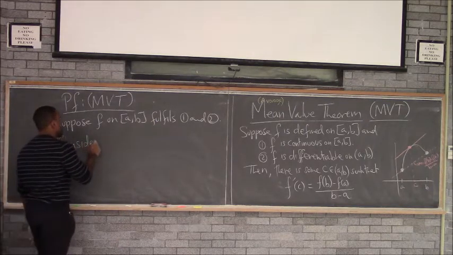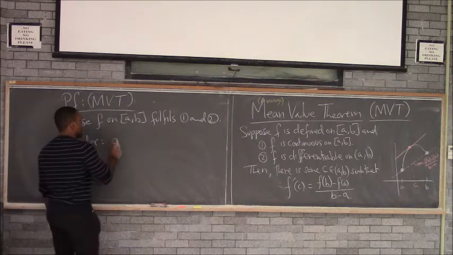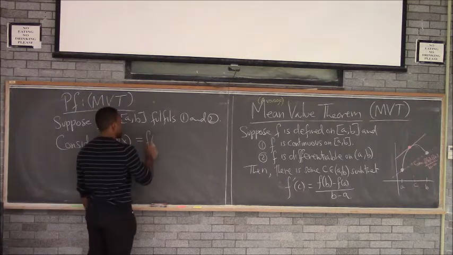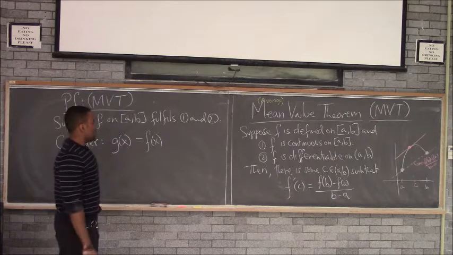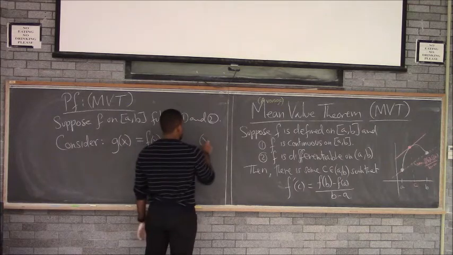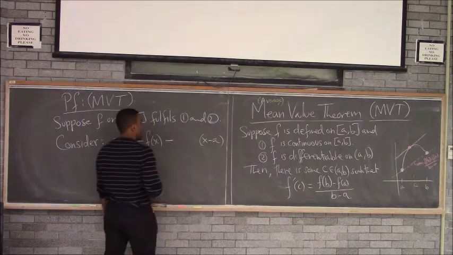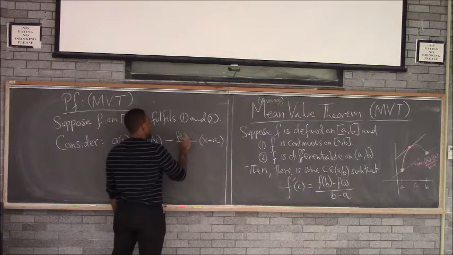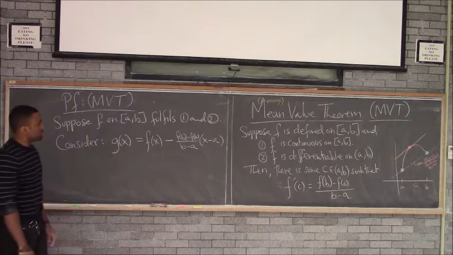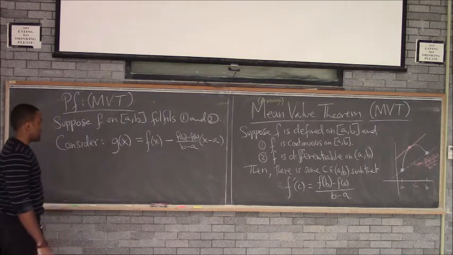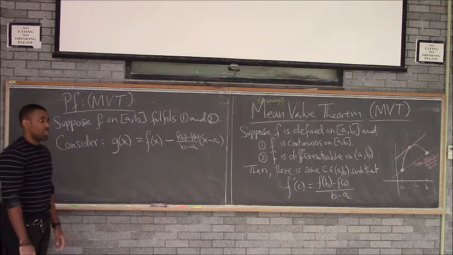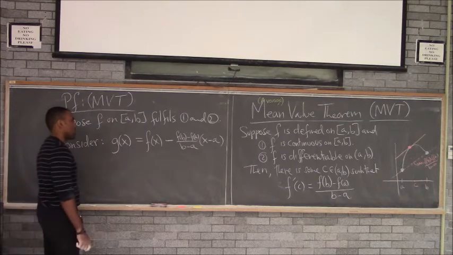Consider this function. I'm going to create a new function. I'm going to call it g of x. What that's going to do is look at the function f of x, and find the difference between that and a line that passes through x equals a with slope f of b minus f of a over b minus a. So I'm going to look at that function. Very strange function to consider, but don't worry too much about where that function comes from. Here's what's going to happen to it. It's going to be cool.